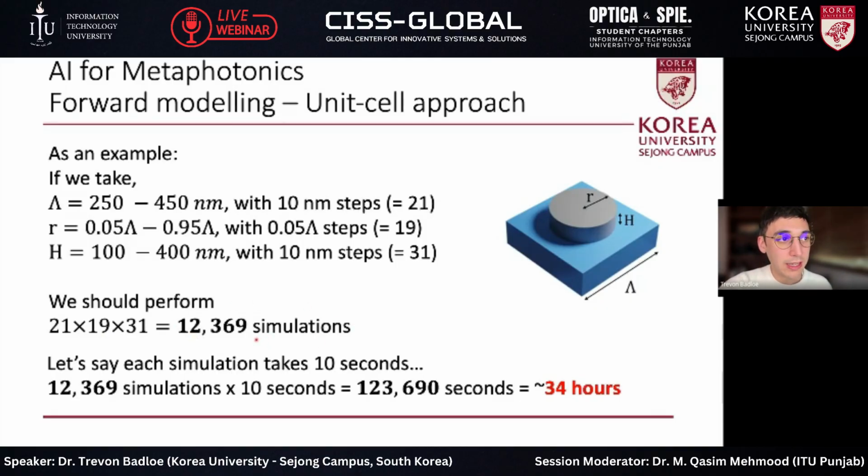If each simulation, for example, takes 10 seconds, this is going to take over 100,000 seconds, which becomes hours. So we can see that there's a need here to eliminate this part. How can we simulate faster while keeping the accuracy? It's one of the big goals, right?